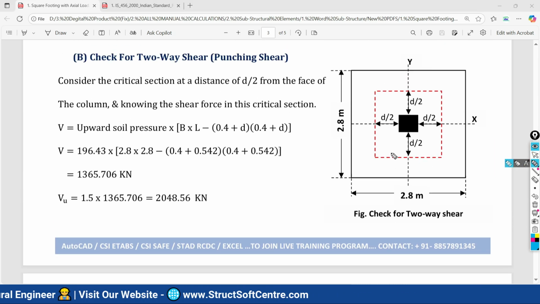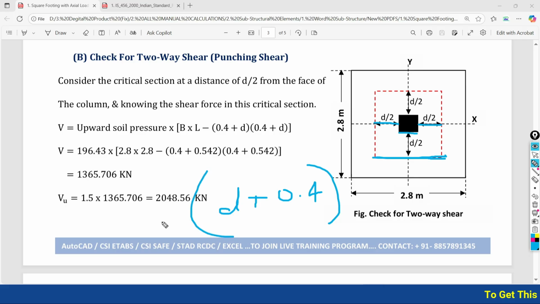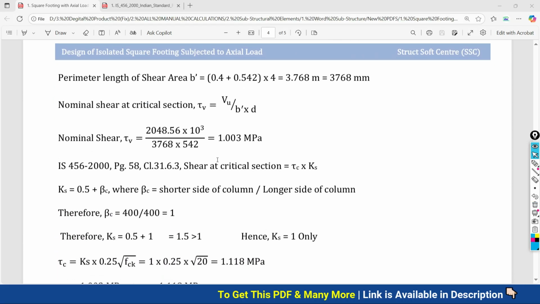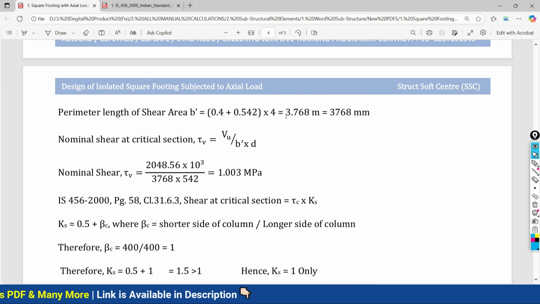Okay, so it is what? One side. How you can calculate this one side? Half going to become D plus side of the column 0.4. This is the one side, and you have to multiply it 4 times. So you will get complete running length. So we are going to put it here in this formula. 0.4 plus 0.542, multiply it with 4 times, we are getting 3.768. So in mm it is going to become 3768 in mm.